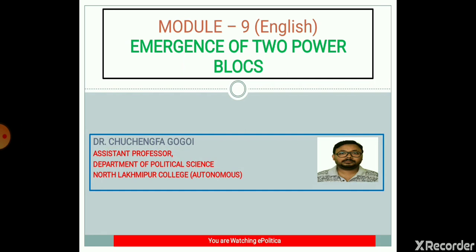Today, we are going to discuss a very important issue pertaining to contemporary world politics, that is the emergence of two power blocs. Now, this particular concept has been associated with the previous module on Cold War. If you have missed the previous module, kindly go to the channel and check module number 8. So today we will talk about the emergence of two power blocs. For the students, I would like to tell you that this is associated with unit 1 of political science of the class 12 syllabus.